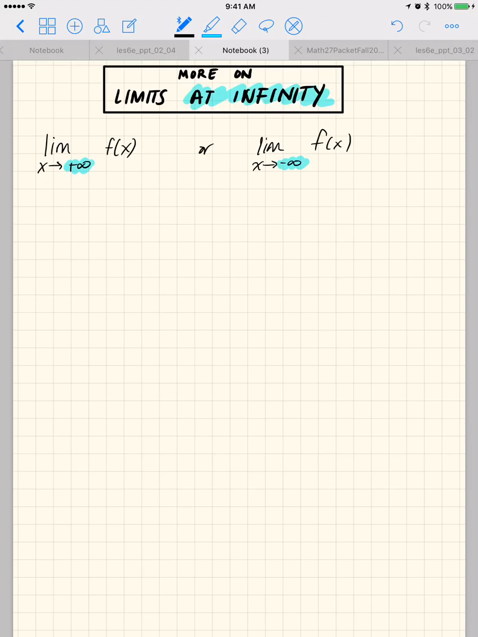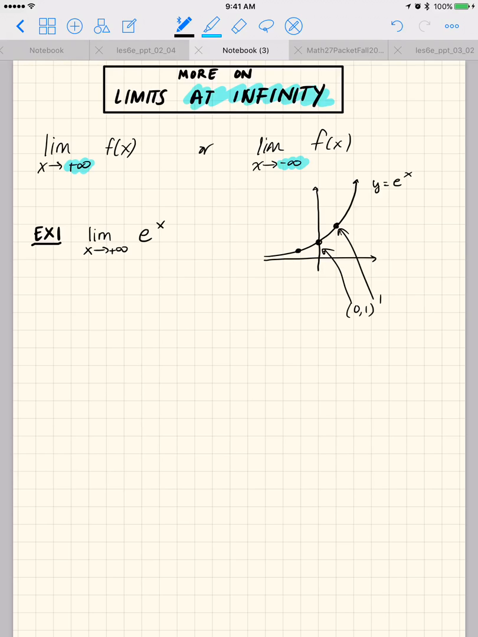The first example, example 1, is just the limit as x approaches plus infinity of e to the x. In order to figure out this limit, we need to have an idea of the graph of y equals e to the x. It looks something like this. We could graph three points on here: for instance, (0, 1), (1, e), and (-1, 1 over e).